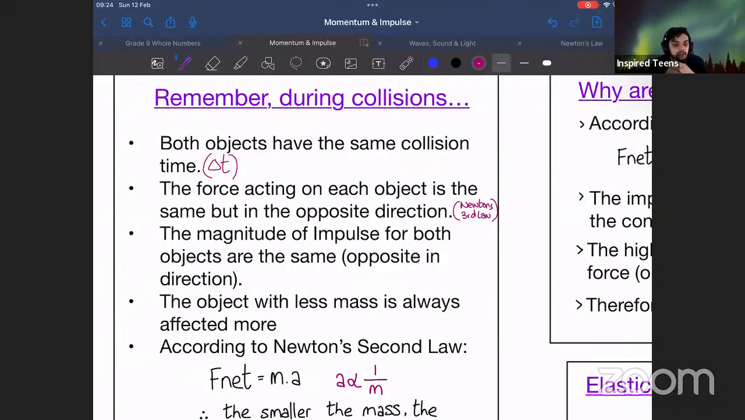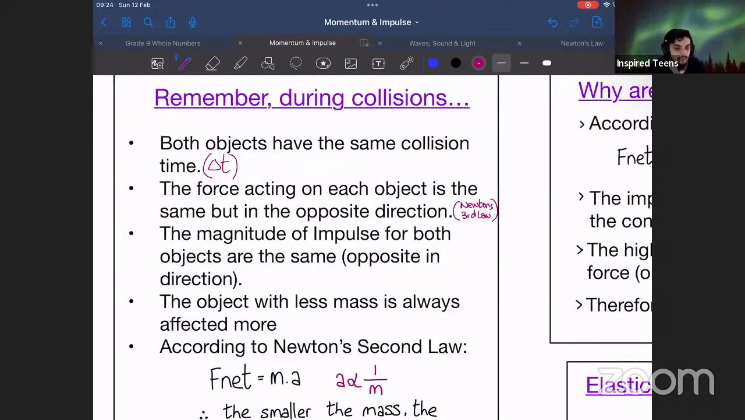Number three, the magnitude of impulse for both objects is the same. Maybe you knew the previous point already, but now this is a momentum type explanation. You need to know that impulse also remains the same for both objects. The magnitude is the same but opposite in direction. Yes, one would be positive, one would be negative. But impulse itself, delta P, for both objects during collision, is the same. Sorry, the magnitude. We'll get to elastic and inelastic shortly.